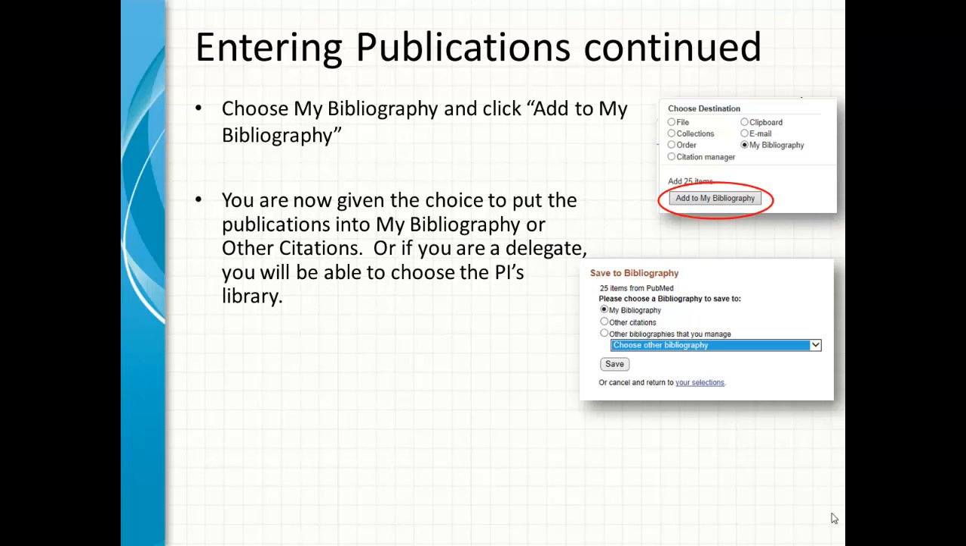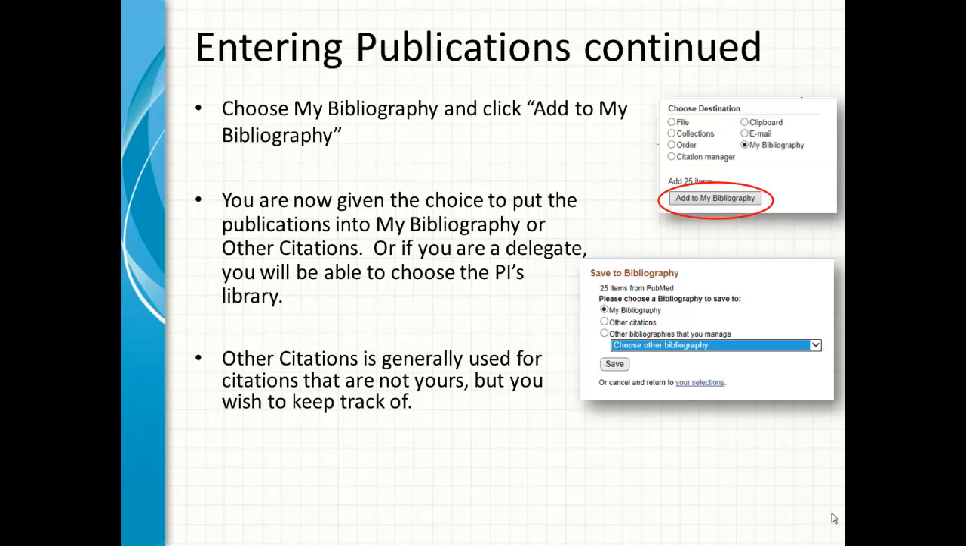We're now given the choice to put publications into My Bibliography or Other Citations. Or if you're a delegate, you'll be able to choose the PI's library in the drop-down box. Other Citations is generally used for citations that are not yours, but you wish to keep track of. Note that Other Citations is under Collections. PubMed collections are not updated, so any citations put into Other Citations, or a collection other than My Bibliography, or in a delegate's case, their PI's bibliography, will be exactly the same as when you first saved them to one of your collections.